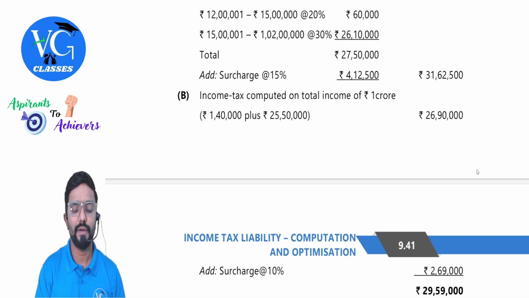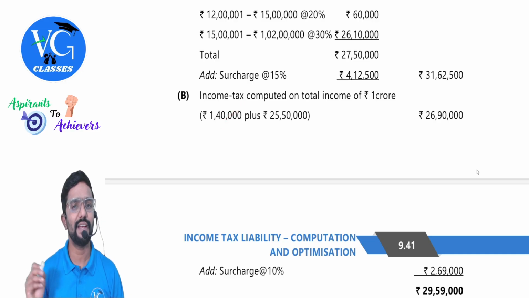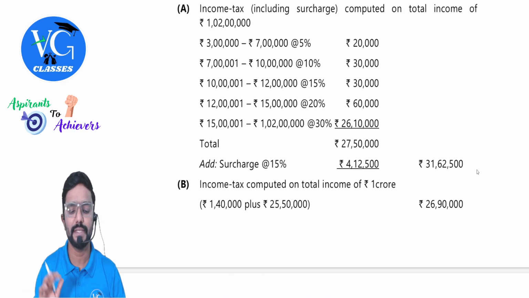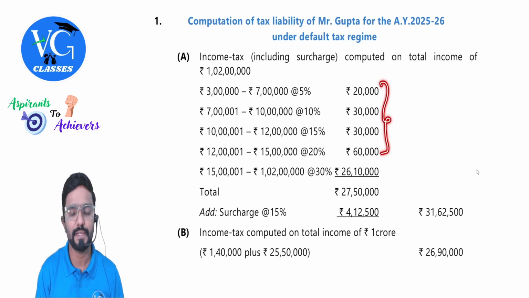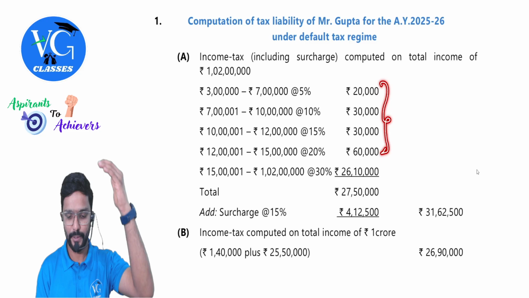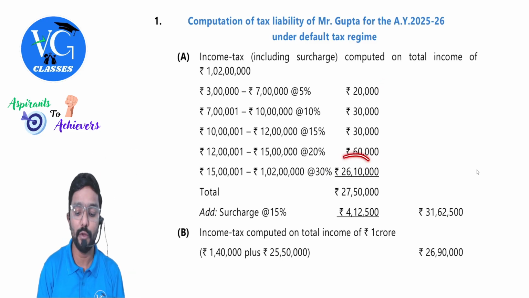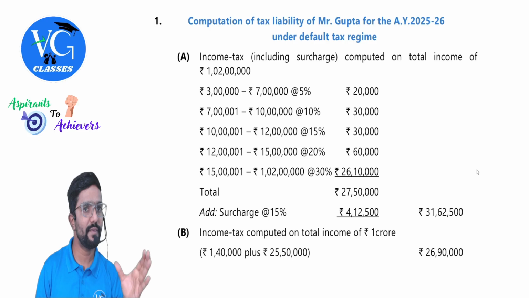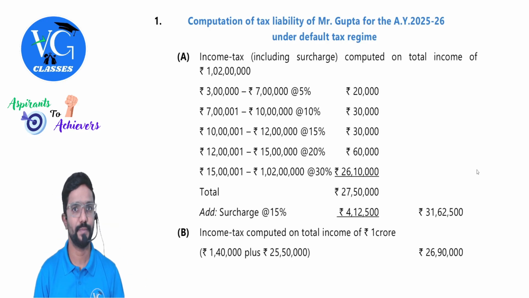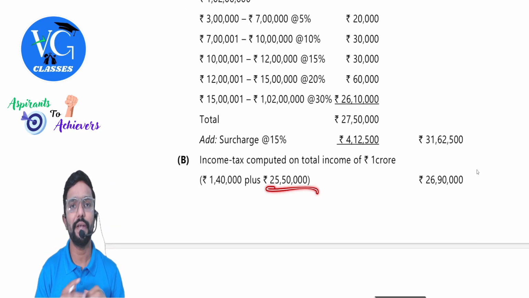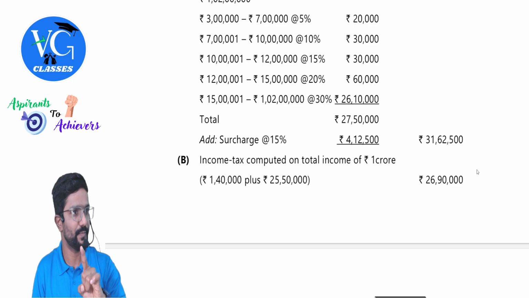Okay, sir. So they have taken 1 lakh 40,000 plus 25 lakh 50,000. Sir, how did they derive it? Simple, guys. They have added all this. This will give you 1 lakh 40,000. Correct? 60, 60, 120 plus 20, 140. Plus last step, you don't take the same figure. It would be like 1 crore minus 15 lakh into 30%. That will give you 25 lakh 50,000. So this is gross tax on 1 crore.